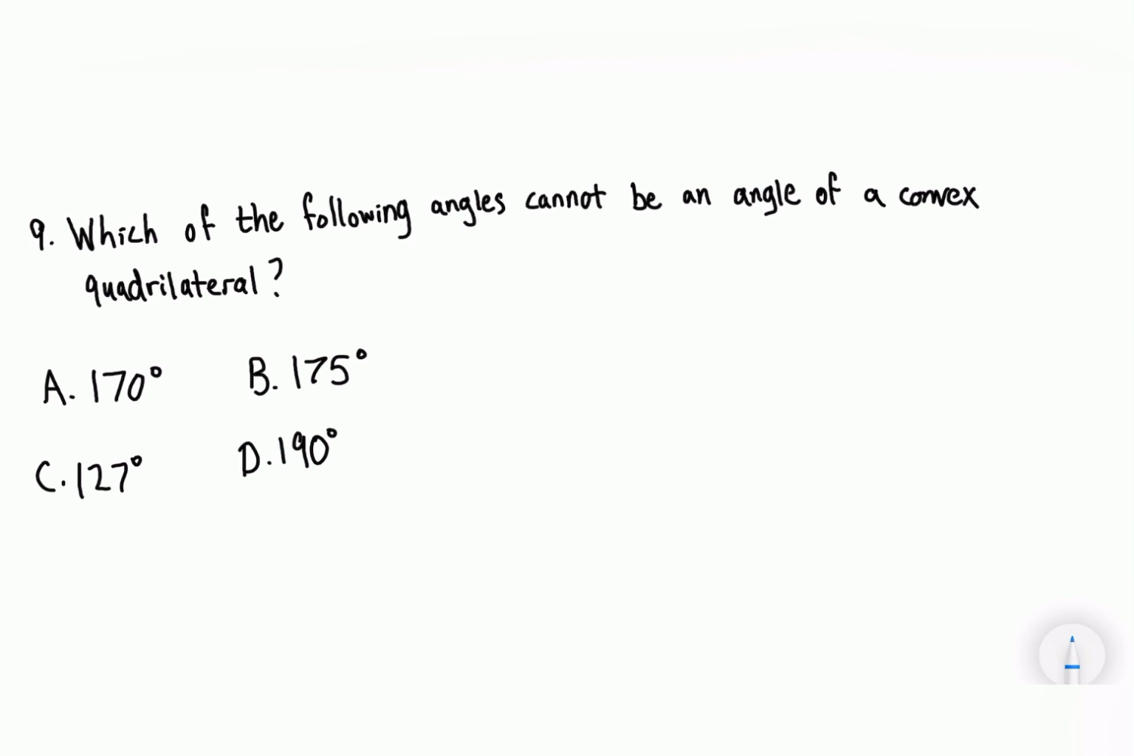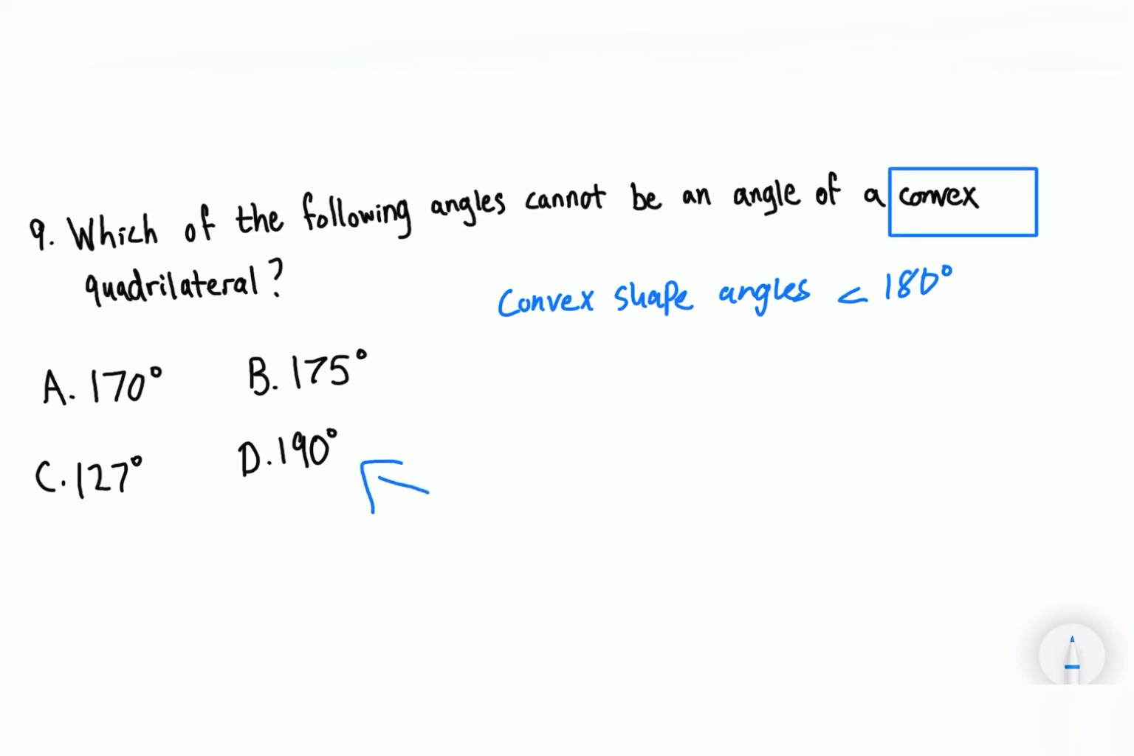Okay, it says, which of the following angles cannot be an angle of a convex quadrilateral? And we know that for a convex shape, you should know this, okay, each angle is less than 180 degrees. So you literally don't even have to think for this one. They said cannot be, so don't get tripped up by that. Look for the choice that's greater than 180, which is literally just D. So it's 190 degrees, because 190 degrees cannot be in a convex shape because it's greater than 180 degrees.